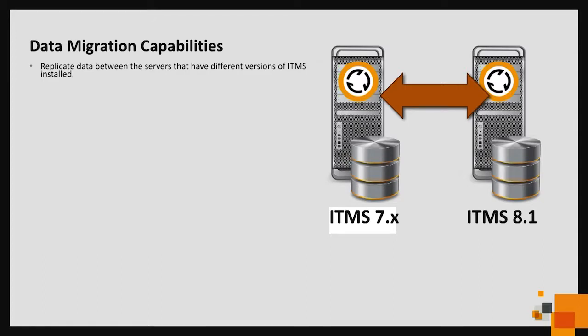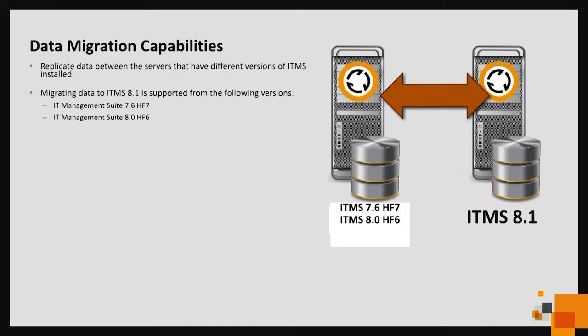Our data migration capabilities are basically done via replication. If you are in a supported state, meaning 7.6 HF7 and above, then you'll be supported to do data replication for this migration. You can do it from multiple versions of ITMS. Again, this is a repeat, 8.1 HF6 as well. You have to be at that supported path for a migration. You can basically export and import data between the different versions of ITMS using replication rules, forwarding.